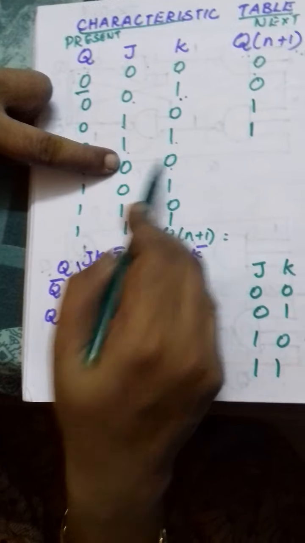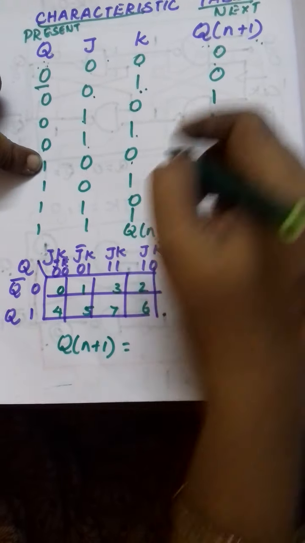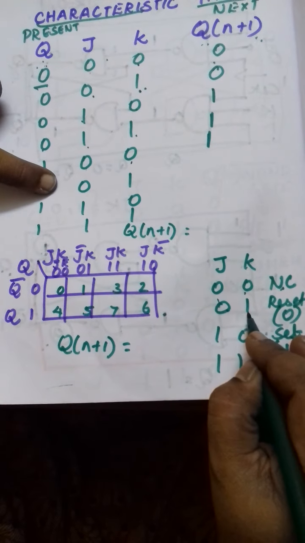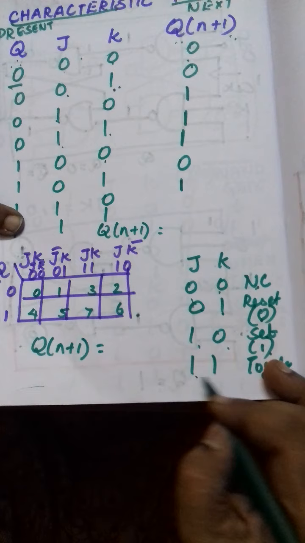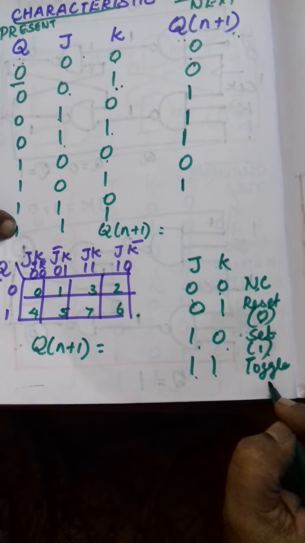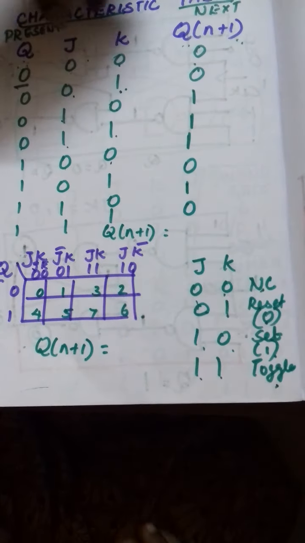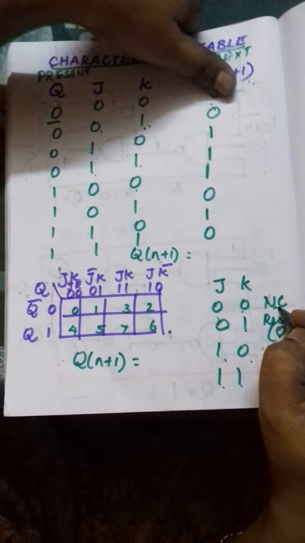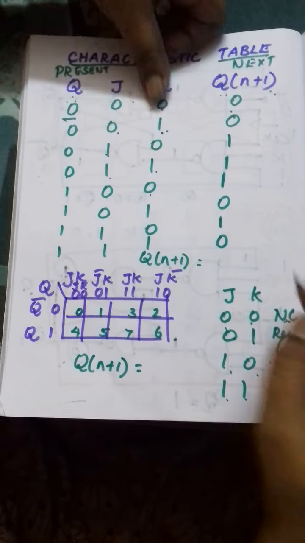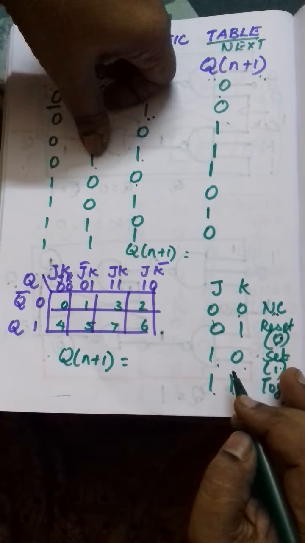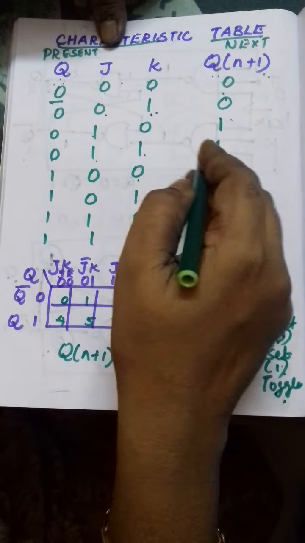Now 0 0, no change. So same thing. 0 1, it is going to be reset, so 0. 1 0, it is going to be set, so 1. 1 1, it is going to be toggle, that is, 1 will be changed as 0. Same over here. 0 0, no change, so same 0. 0 1 it is reset, so 0. 1 0 it is set, so 1. 1 1 toggle, so 0 will be changed as 1.